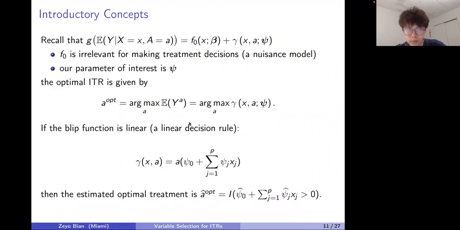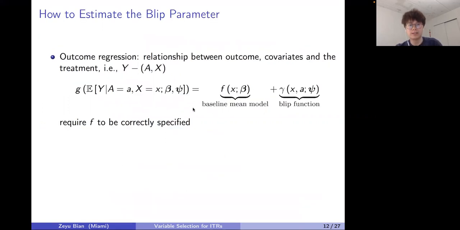So, okay, we have just seen that to make the treatment decision, it suffices to estimate the Blip parameters. And now I will briefly review some methods on how to estimate the Blip parameter. The first method is the outcome regression. So we just simply regress y on A and X, and then the Blip parameter can be estimated. However, this requires F to be correctly specified. Or you could simply think of it that we require the likelihood function to be correctly specified.